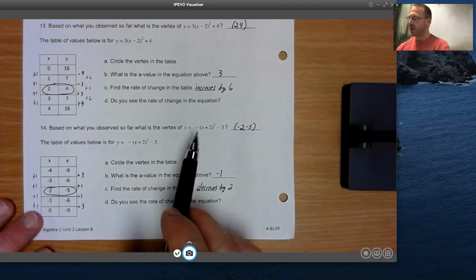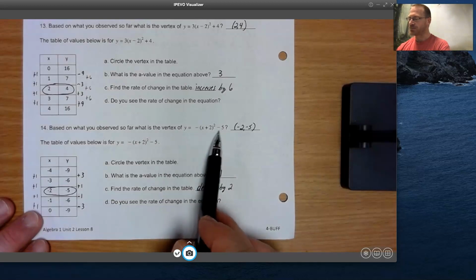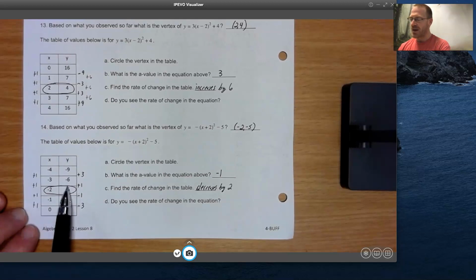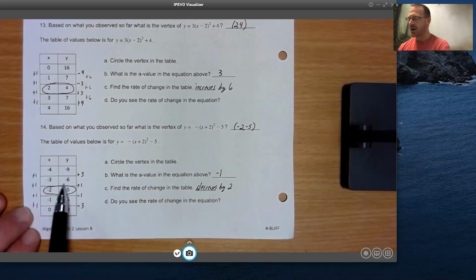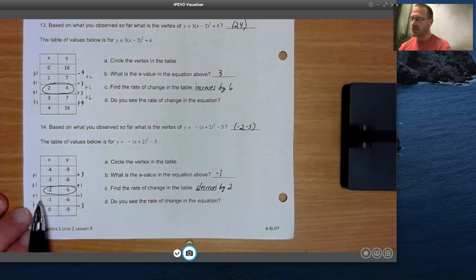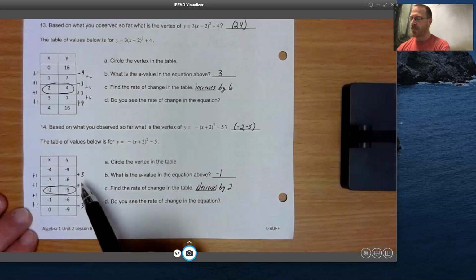All right, so once again, looking at our equation here. My vertex is -2, -5. I can see that in my table here. I can see -2, -5 is my vertex. All right, so I'm going to add 1, okay? So that's all my changes in x.